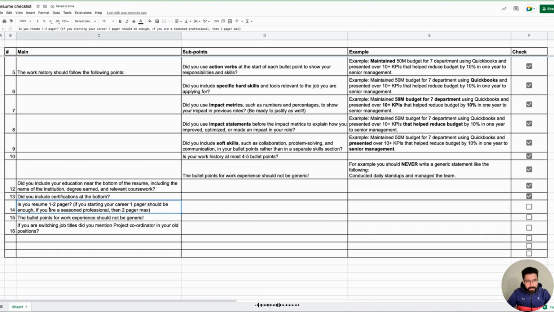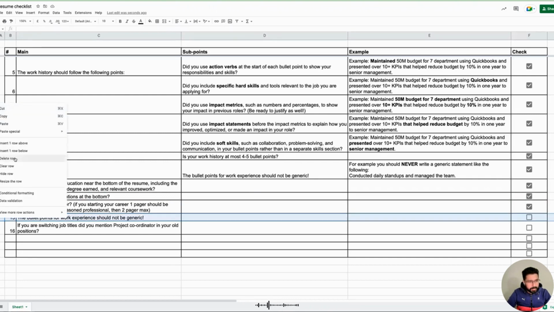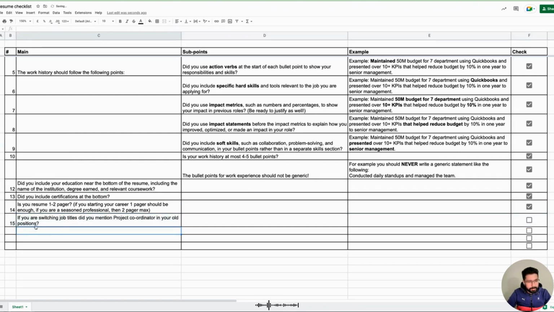And this is very important. Your resume should be 1 to 2 pages. If it is going beyond 2 pages, then you have to figure out a way to reduce it. It should be maximum 2 pages. So you have to be sure of that. The bullet points for work experience, we've already covered that. So I'm going to remove it from here.